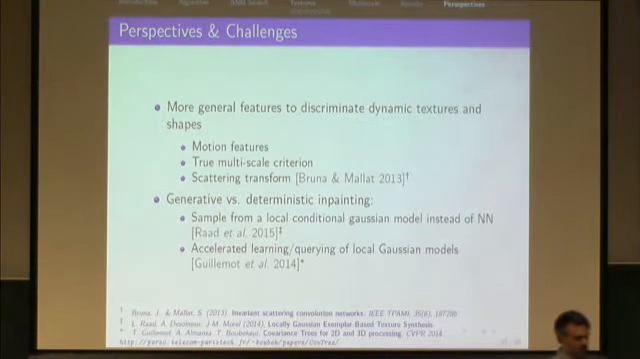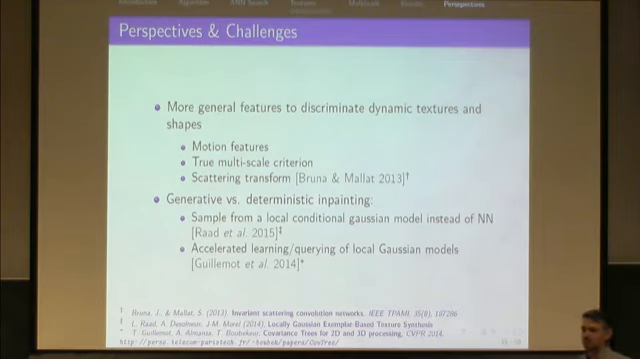I think that some of these issues could be solved by addressing more fundamental questions, like which are the more general discriminative features that we should use to better discriminate dynamic textures and shapes. We can use motion features or a true multi-scale criterion instead of using just a coarse scale to find a local minimum. The scattering transform proposed by Bruna and Mallat is also an interesting thing that could be integrated into this kind of scheme, because it provides the properties that we're looking for. Actually, what we propose can be considered as a very simple particular case of the scattering transform.